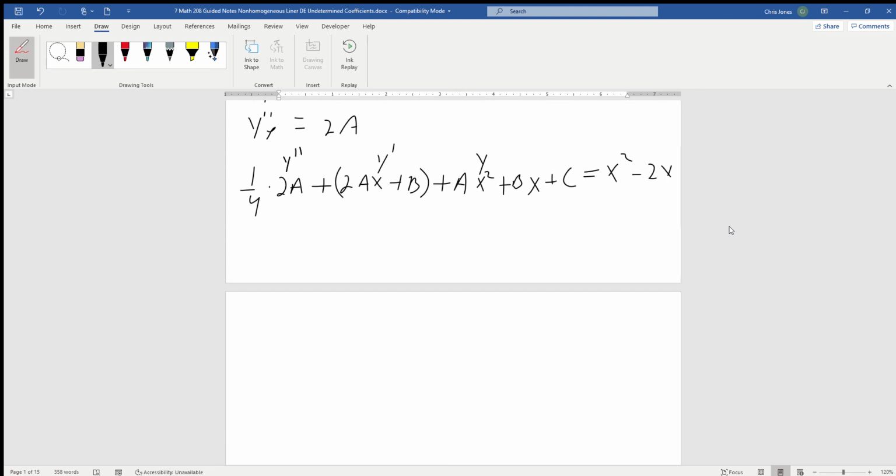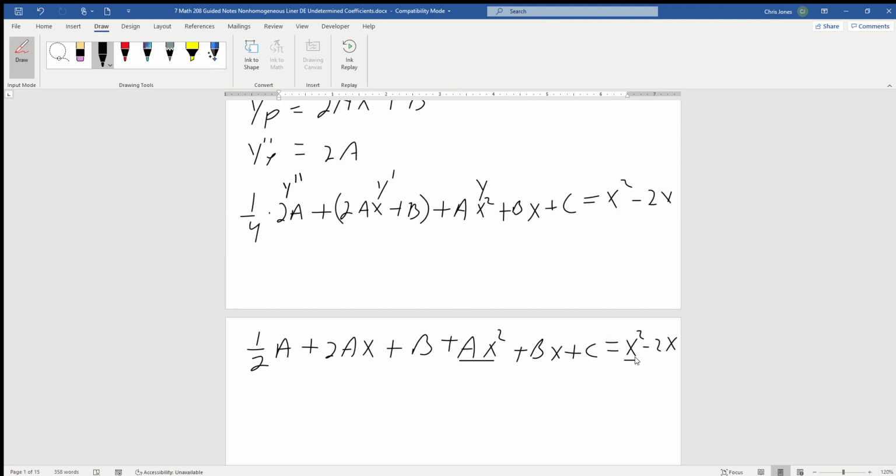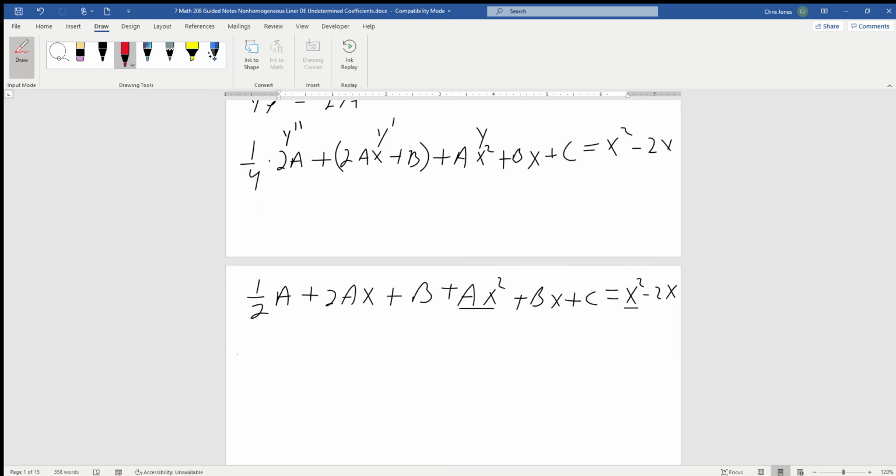All right, I'm going to rewrite this. We're going to have 1/2 a plus 2ax plus b plus ax squared plus bx plus c equals x squared minus 2x. And what I'm going to do is group the terms that have like powers of x. Anything with an x squared, I'm going to write by itself. We have this ax squared, and all the way over here we have an x squared. I'm putting these in different colors on purpose, and you'll see why in a moment. We're going to put anything with an x together.